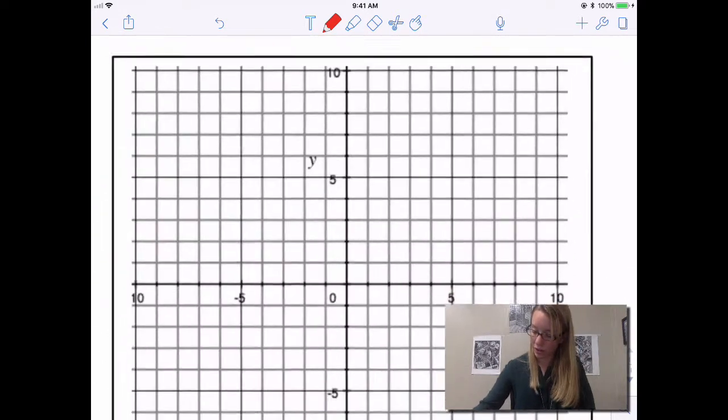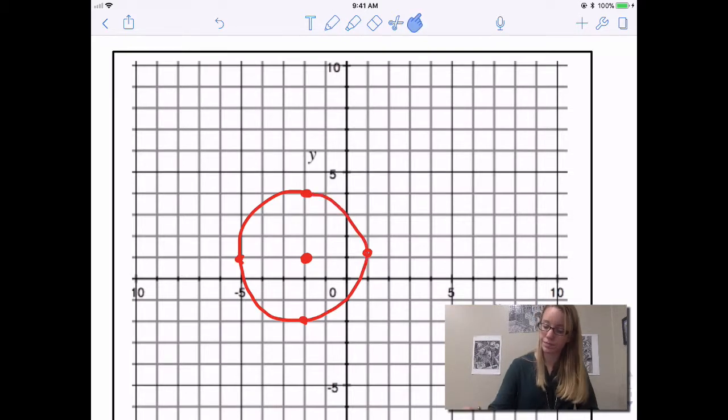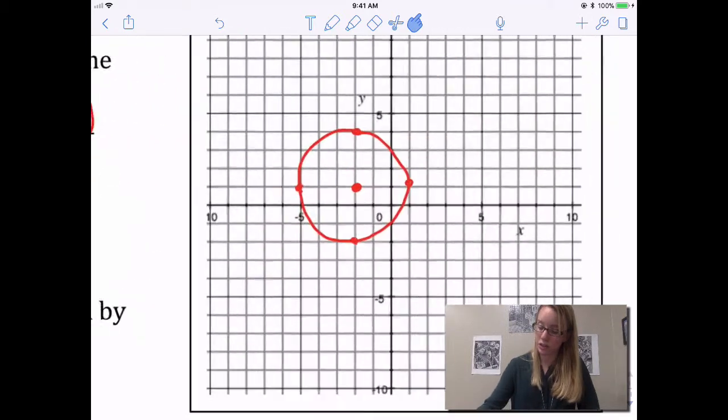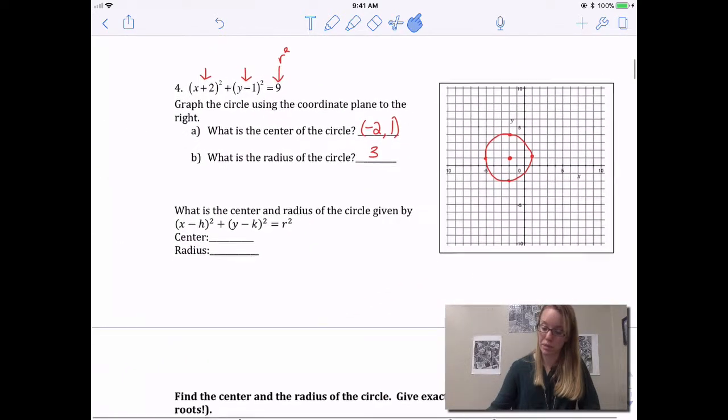So I'll go ahead and graph. I go to -2, +1. And then I'm going to count up and down 3, right and left 3. And then graph my circle. Okay, again, this is a sketch of a circle, so it doesn't have to be perfect. It's just got to be kind of close to what a circle should look like. So what it should not look like is it should not look kind of like a square or a diamond. It definitely should be curved. You should know what the shape of a circle is.